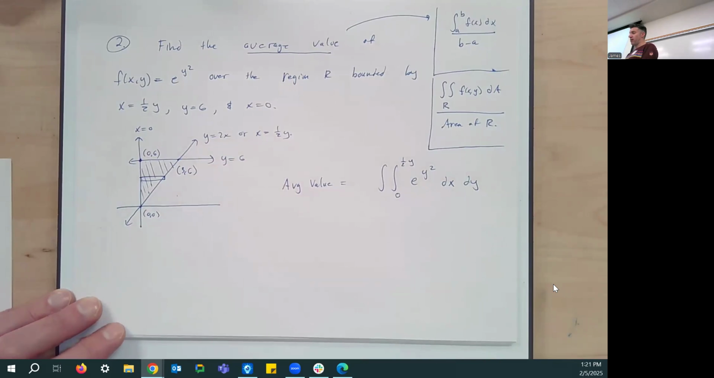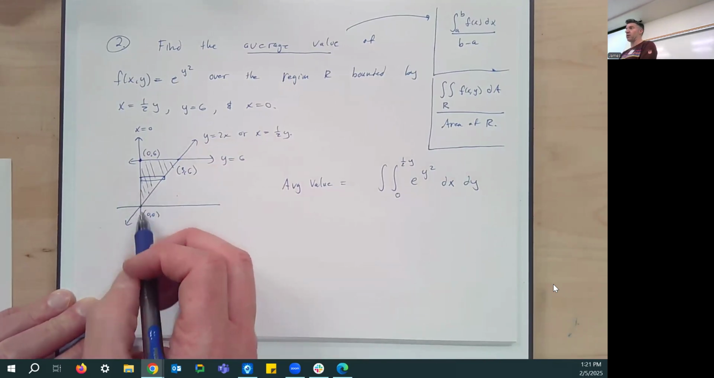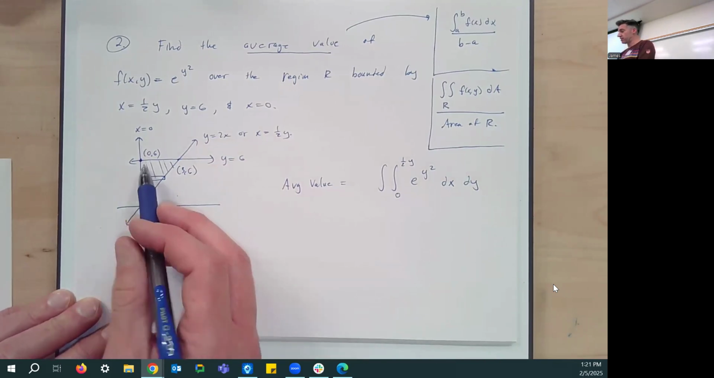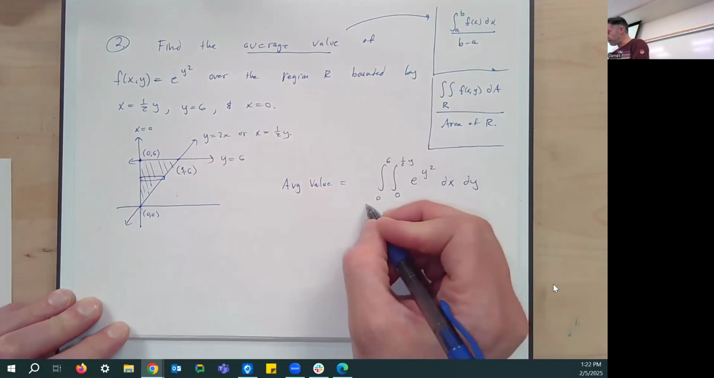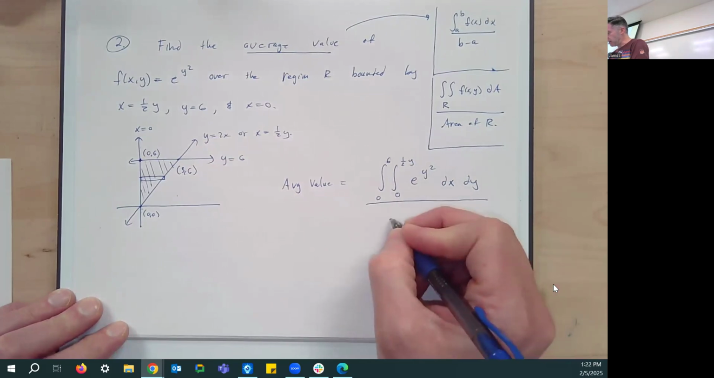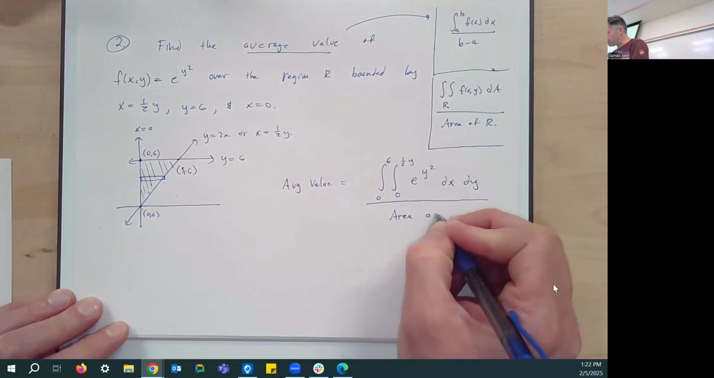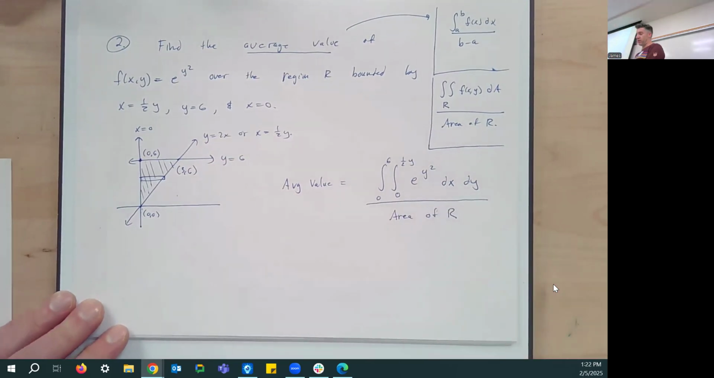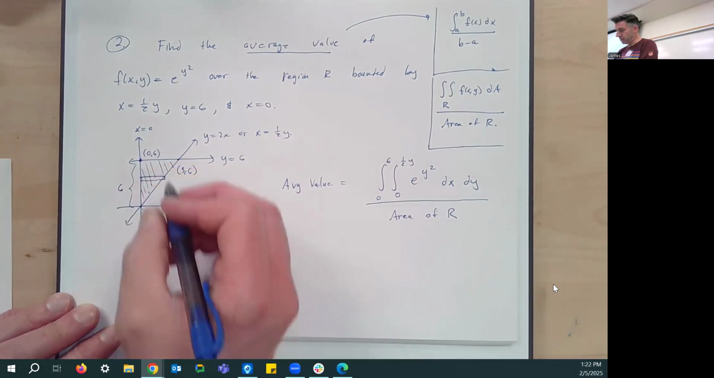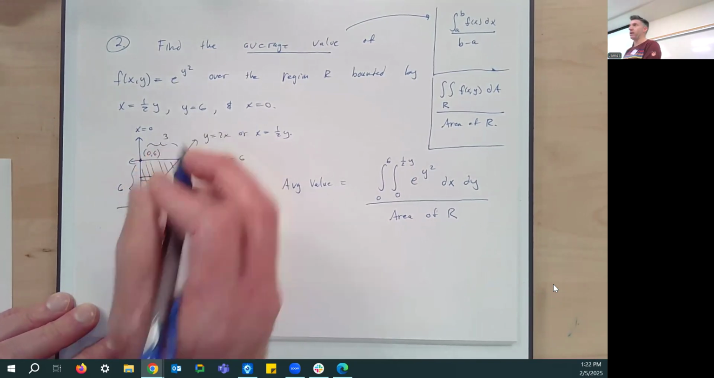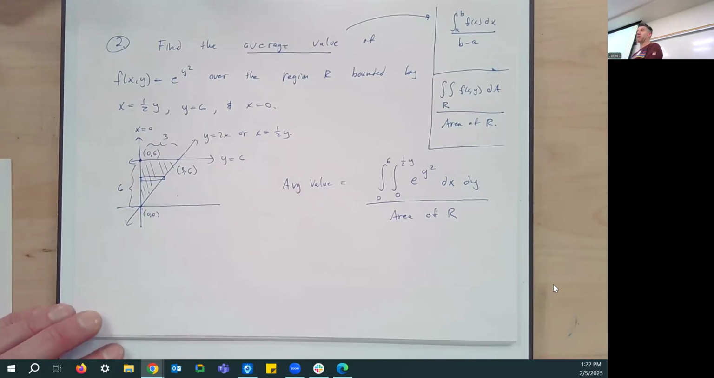And then the y bounds are, well, this strip can go as low as y equals 0 and as high as y equals 6. All that's going to get divided by the area of our triangle, which I think we can calculate. The height of that triangle is 6. The base of that triangle is 3. 1/2 times 6 times 3 is 9. Not too terrible. Questions before we keep going?